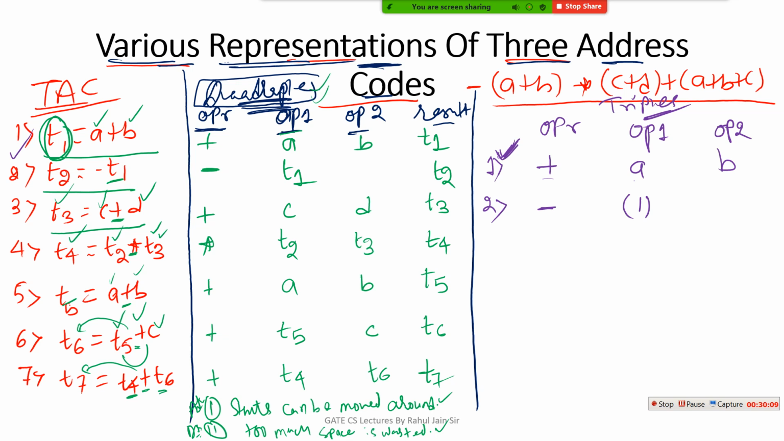So whenever I need the value of this statement, I will just call 1. By the address of this 1, I will use pointers, and by the address of 1, I will fetch the value of this statement. So these are the entries in triples.